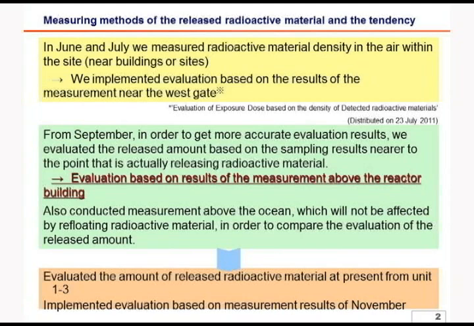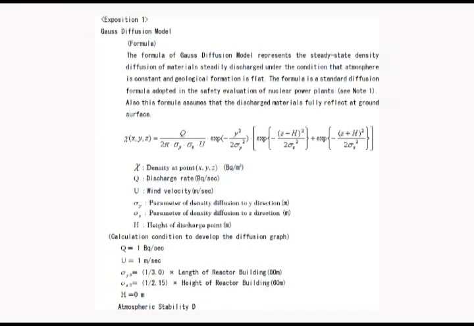The Gaussian diffusion model is the concrete evaluation method being used, which was shown on page 5 below in the handout in the presentation on July 23rd, titled The Evaluation of Exposure Dose Due to the Measured Density of Radioactive Materials. The solution on the left part of this formula is the measured density of radioactive materials at the west gate. The emission rate and how they are emitted from reactor buildings are indicated by capital Q, and the way we calculate Q from the solution inversely is what we did on July 8th.